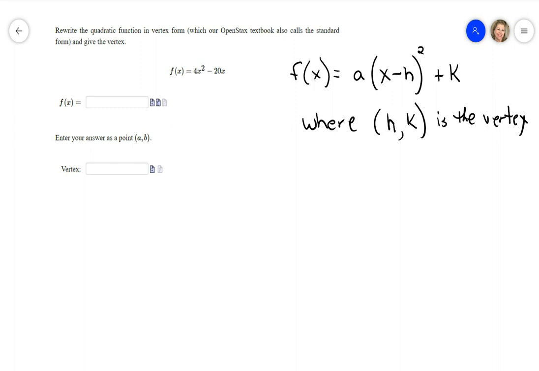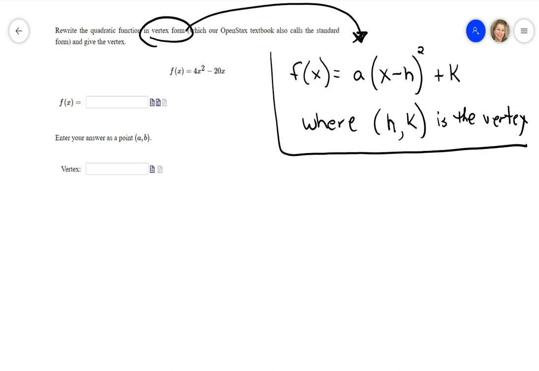You can do something called completing the square, but that can sometimes be a nightmare because it might create fractions, and ain't nobody got time for that. So what I'm gonna do is, let's see, vertex form, that's this, okay? What I'm gonna do is use the standard form, which is a little confusing because I noticed up here it says our OpenStax textbook also calls it the standard form. I have never heard this called the standard form.